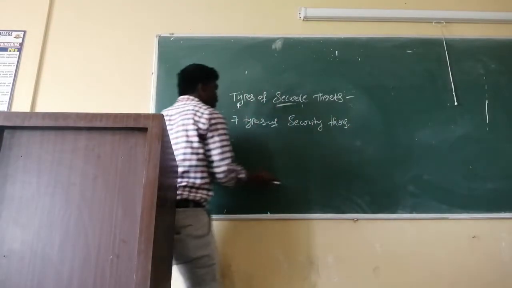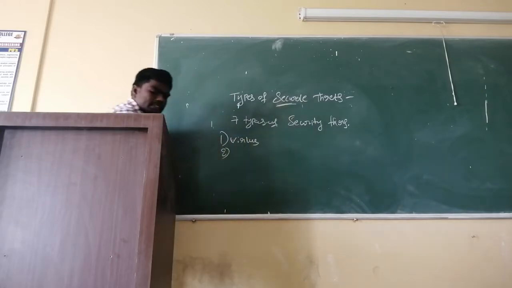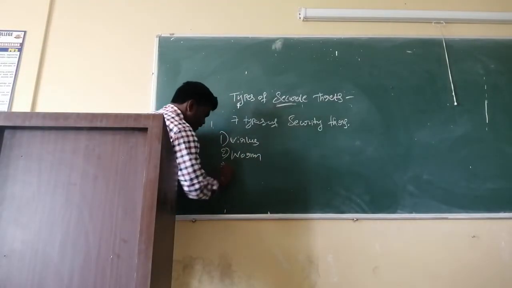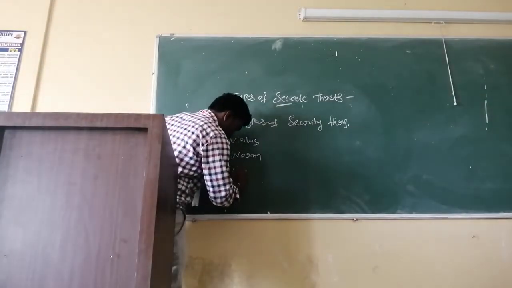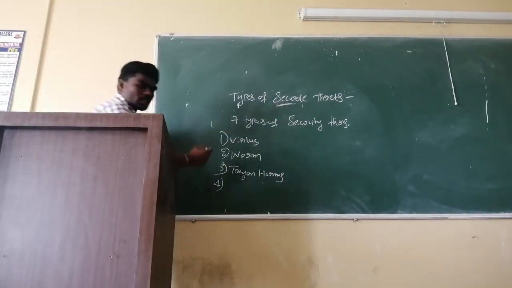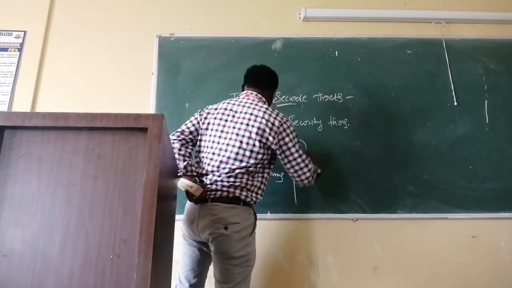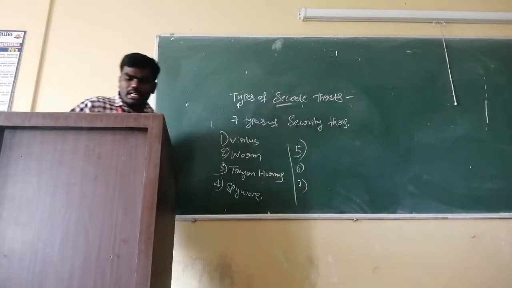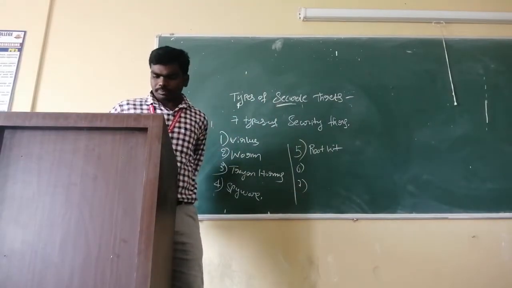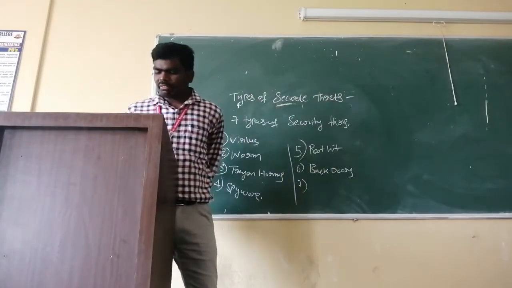There are seven types of security threats. What are they? The first one is the virus, the second one is the bomb, the fifth one is rootkits, the sixth one is backdoors, and the seventh one is cookies.